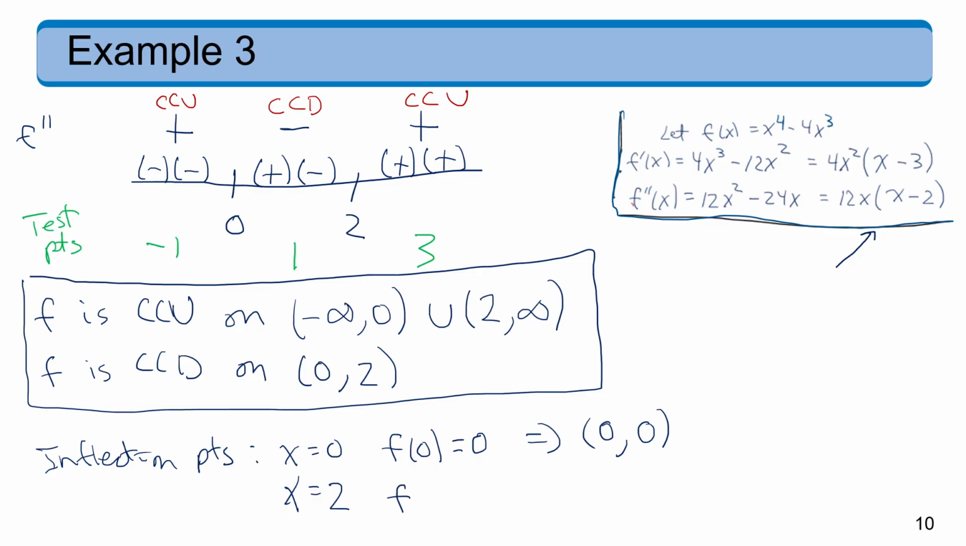Then we'll do the same thing when x equals 2, the corresponding y value would be f of 2. So notice when you plug 2 in here, you'll get 2 to the 4th minus 4 times 2 cubed. That comes out to negative 16. So our ordered pair here is 2 for x, negative 16 for y. So those are our inflection points as ordered pairs.